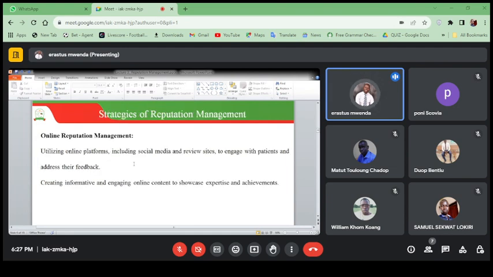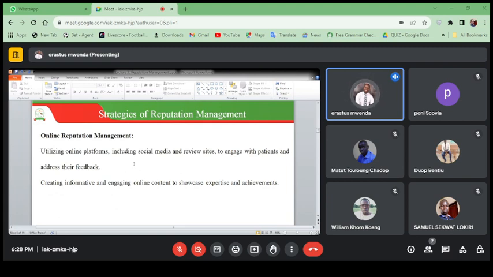Now, we have a few strategies that we could adopt to ensure reputation management is taken care of. For example, around online reputation management, we need to ensure that we are physically present within these platforms, social media platforms. We can review sites. We can always put out information through social media. This information is meant to engage patients and also address their feedback.